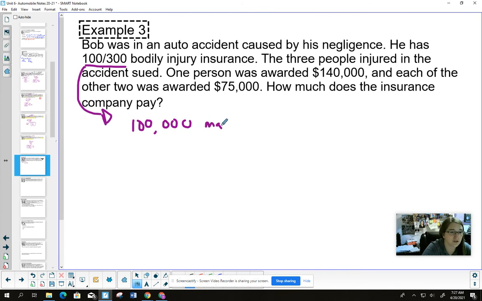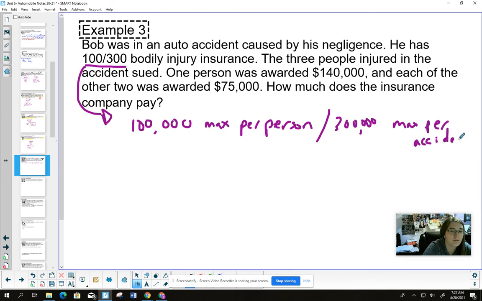Max per person. So this is the insurance company. That's the most they will pay for the medical bills per person. The second number, once again, is still thousands, 300,000. So if it said 10, 15, that'd be 10,000, 15,000, 250, 500, 250,000, 500,000, so forth and so on. But the second number, again, is the max for the accident. They will not pay out more than $300,000 for the whole accident.